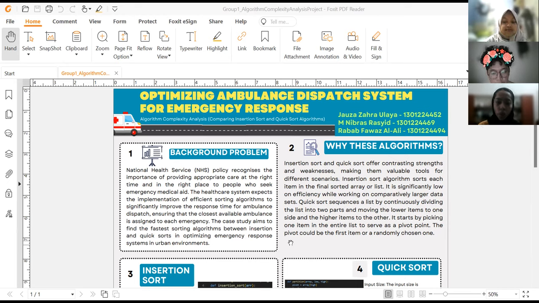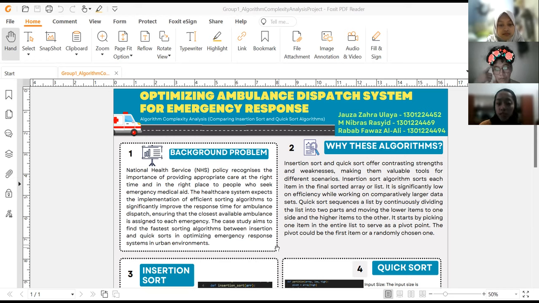Okay. Why these algorithms? Think of sorting algorithms like insertion sort and quick sort as two handy tools, each with its own strengths and weaknesses. Insertion sort works by slotting each item into its final place one by one, but it slows down with big batches of data. On the flip side, quick sort divides and conquers, continuously splitting the list and organizing elements around the central points called pivots. Quick sort is faster, especially with more extensive sets of data.